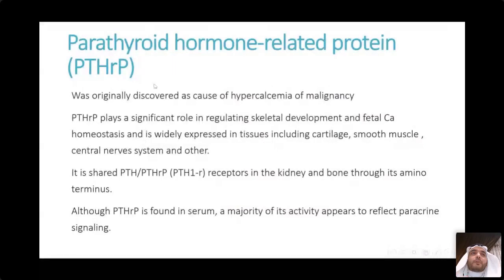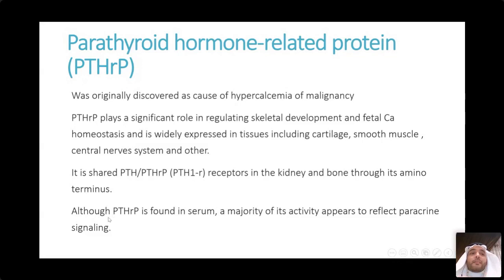The last thing I will talk about is parathyroid hormone-related protein, which was originally discovered as a cause of hypercalcemia of malignancy. They then discovered that it plays a significant role in regulating skeletal development and fetal calcium homeostasis, and it is widely expressed in tissues including cartilage, smooth muscle, the central nervous system, and others. It shares parathyroid hormone 1 receptors in the kidney and bone through its amino terminal.